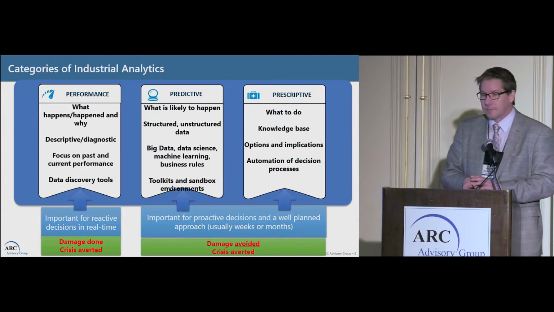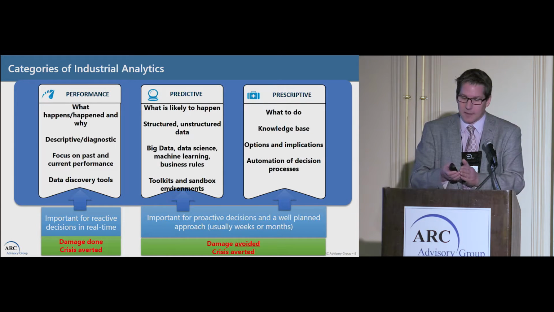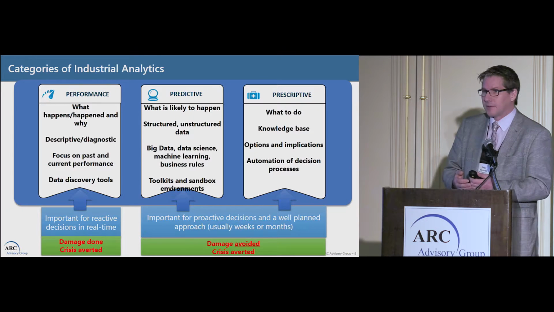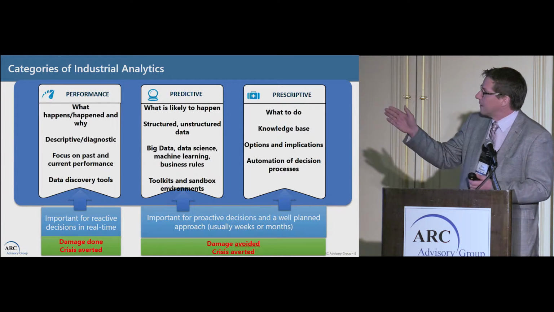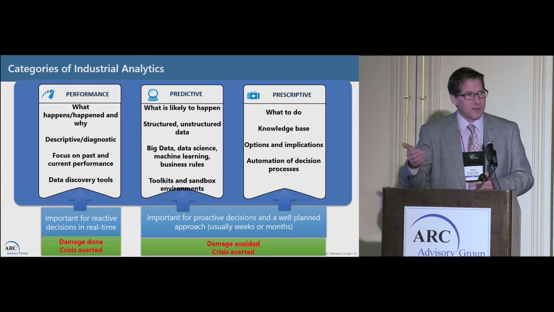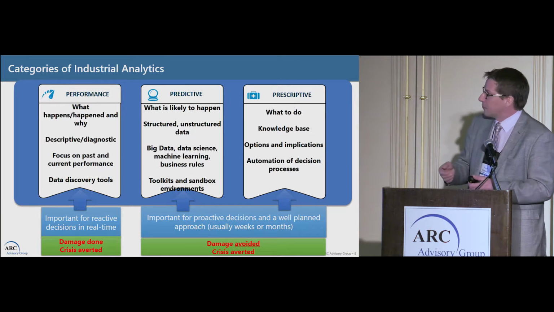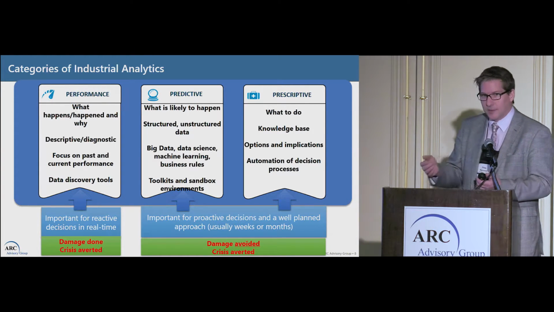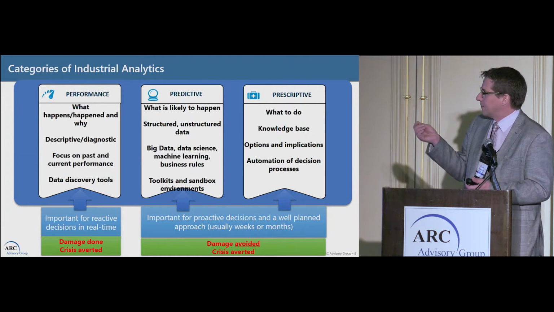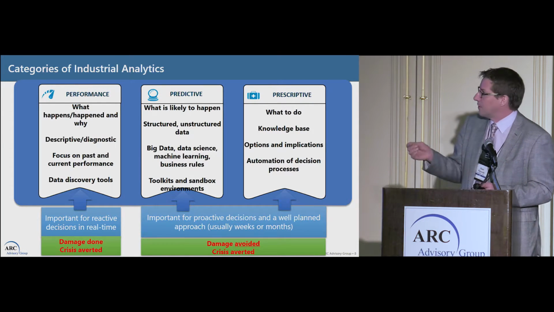We can't talk about analytics without some structure, because a lot of things are analytics today. So what we found is that we needed a taxonomy to describe this. On the left-hand side, we have what we call performance analytics, which is basically a lot of the tools that we've had for many years. This is what has happened: the dashboards, the simple drill-down tools, the multivariate analysis tools and the more basic tools. They're good for reactive decisions in real time. Usually there's some damage done, but you're still able to avert a crisis.